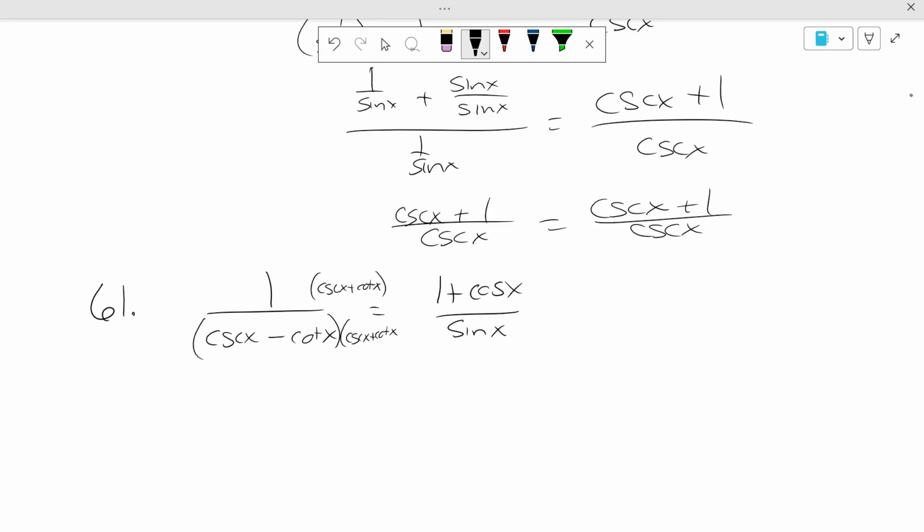Now, some of you may have turned this into 1 over sine of x and done all that first. That's fine if you did it that way, but I'll just go this way. So you get cosecant of x plus cotangent of x over cosecant squared of x minus cotangent squared of x.